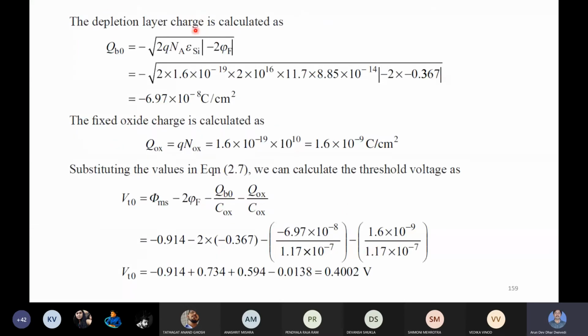Then the depletion layer charge can be calculated: minus under root 2 q Na epsilon si mod of 2 phi f.